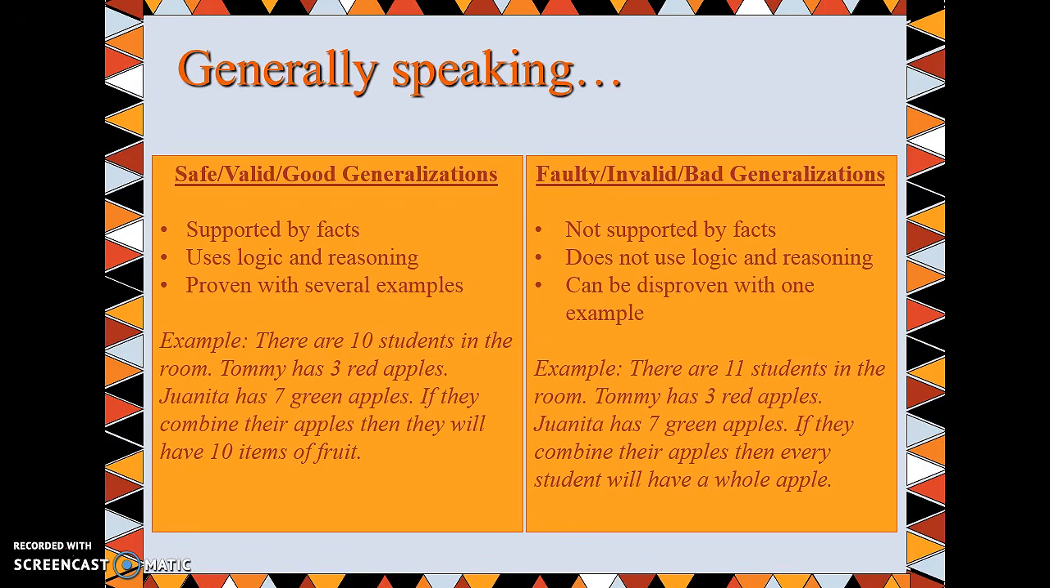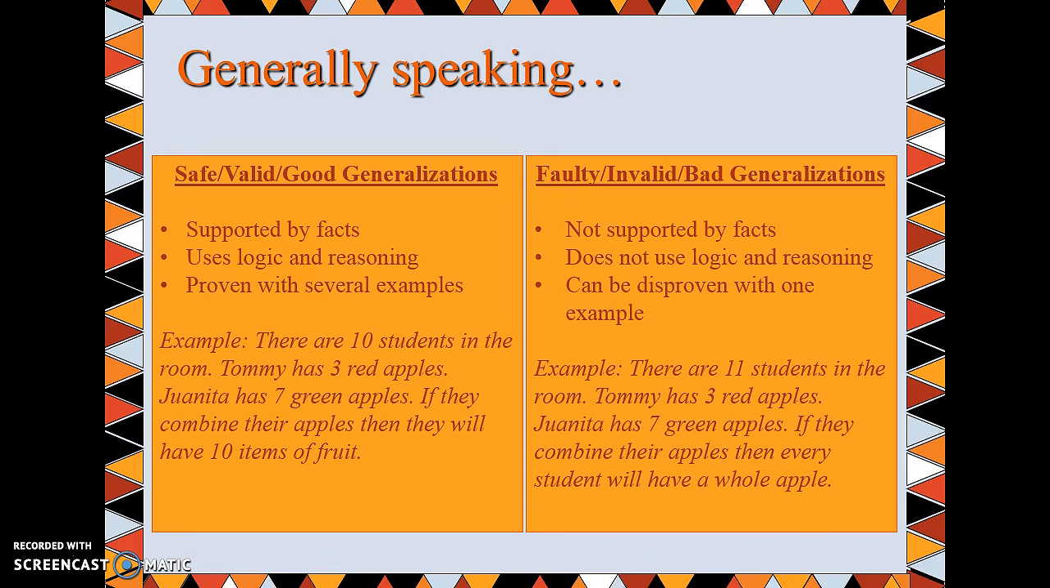Invalid, or bad, generalizations are not supported by facts. They do not use logic and reasoning, and they can be disproven with one example. Example: there are 11 students in the room. Tommy has 3 red apples. Juanita has 7 green apples. If they combine their apples, then every student will have a whole apple.